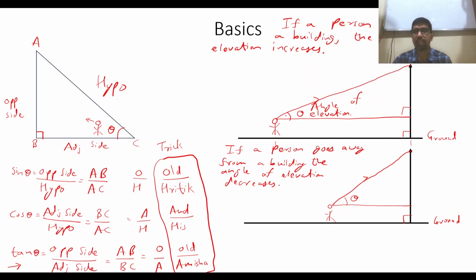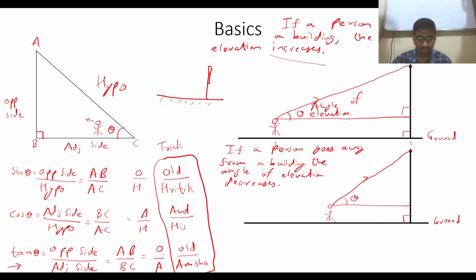So angle of elevation is the angle which a person sees at the top of a building. If a person is going towards a building, the angle of elevation will increase. And if a person goes away from the building, the angle of elevation will decrease. And there's one last concept. Angle of elevation is equal to angle of depression. Now suppose there's a ground, there's a building over here.